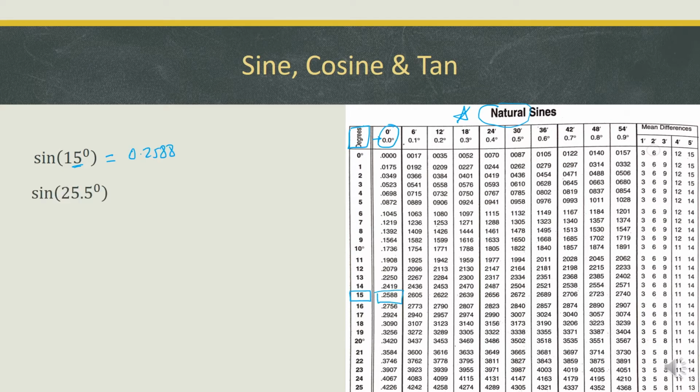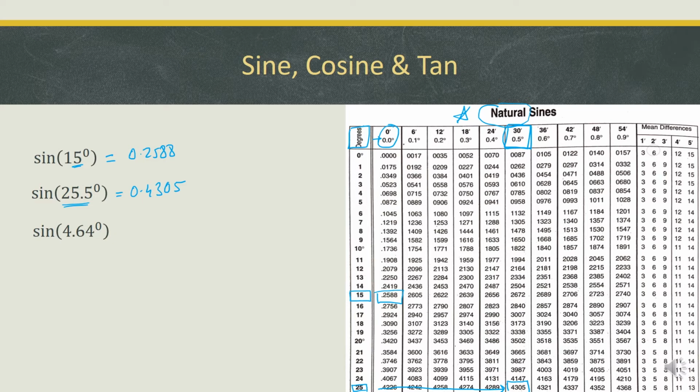Next what we have is 25.5 degree, and there is some decimal part as well. So 25 is the last entry over here, in the last column, and 0.5 is somewhere over here. Okay, so what is the value coinciding with it? 4305. So we will get the answer as 0.4305. Let us see the next example.